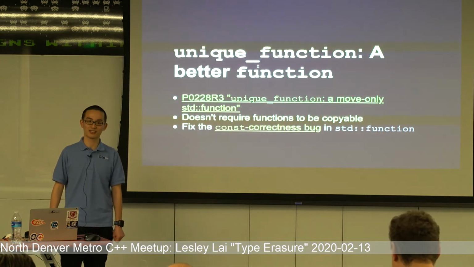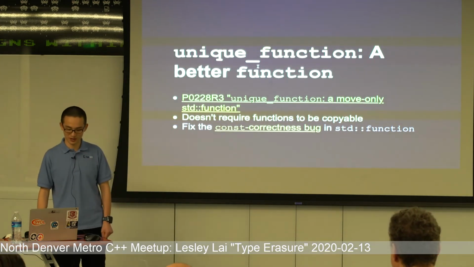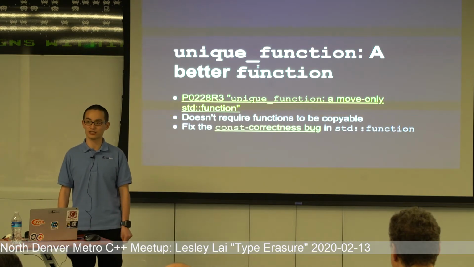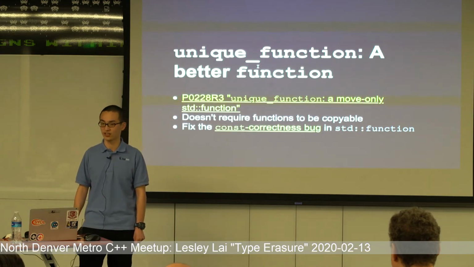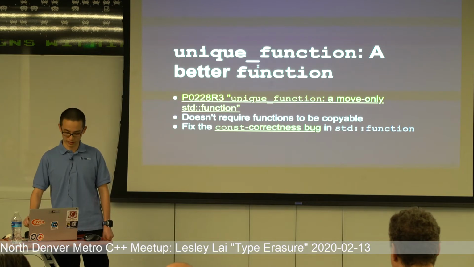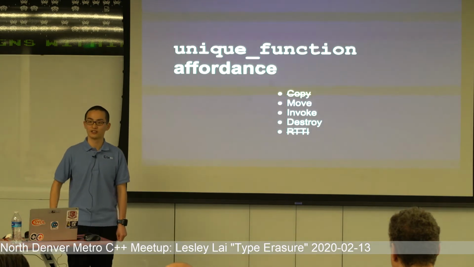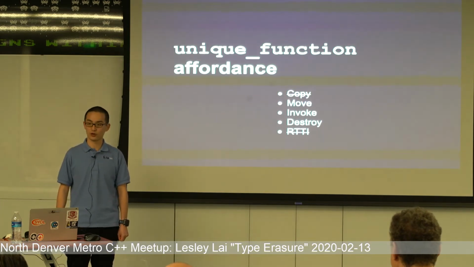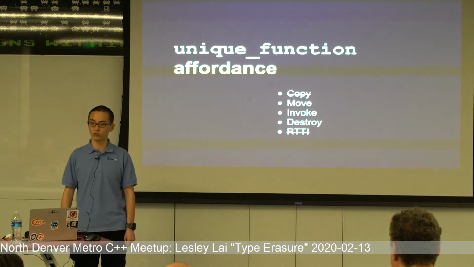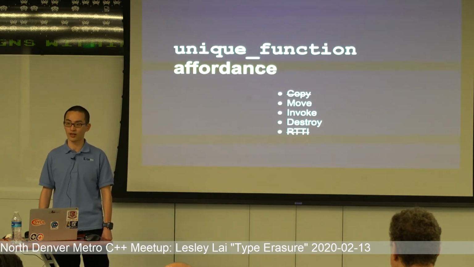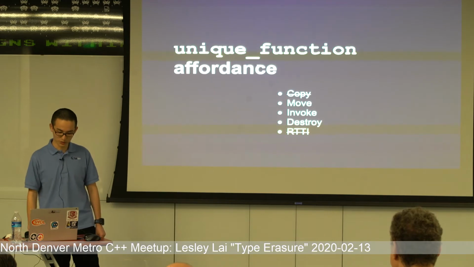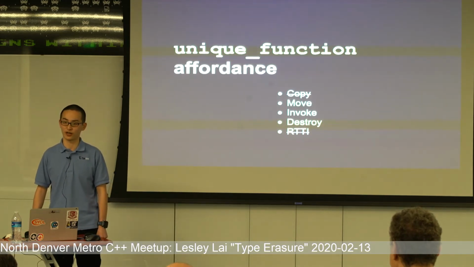Now let's talk about something better than std::function, which is called unique_function. One thing different from std::function is that you can no longer copy a unique_function. And why is that better? Consider this: if your affordances are fewer, so you can do fewer things, then it can cover more types. In this particular case, because unique_function does not need the underlying object to be copyable, we can pass a move-only type into it. Also, unique_function doesn't implement RTTI, and who cares about that?